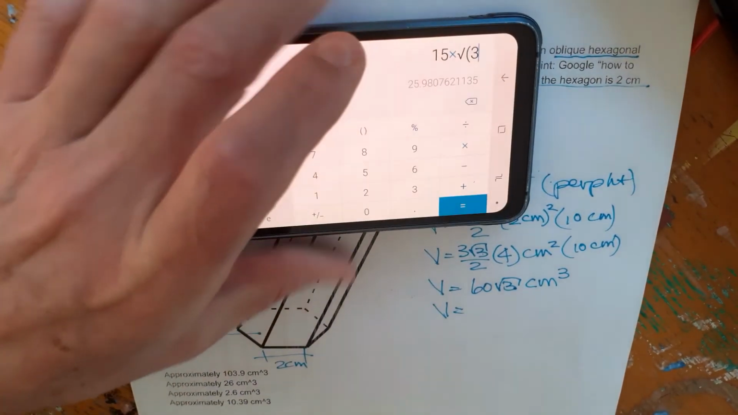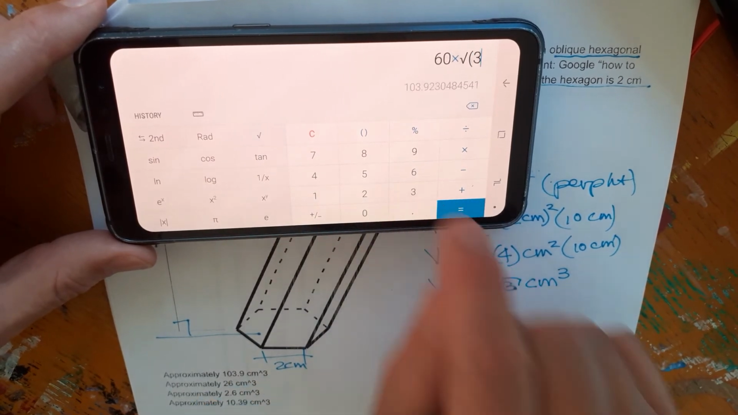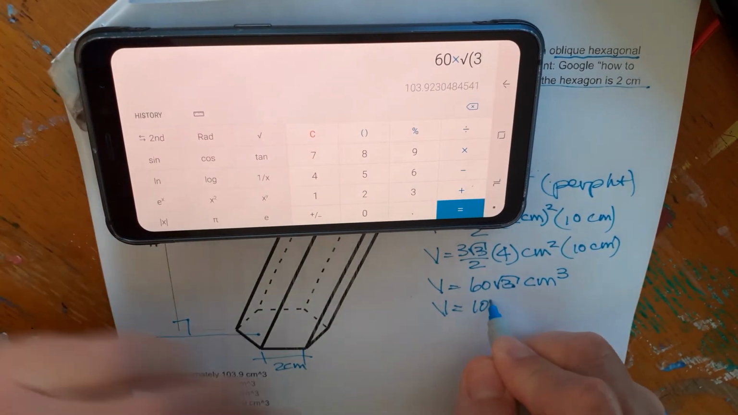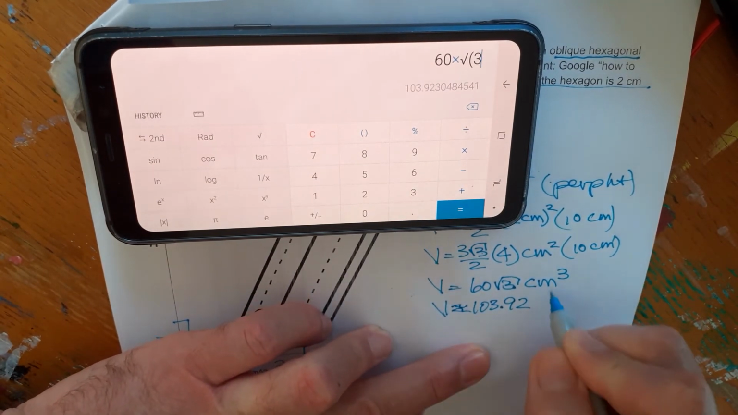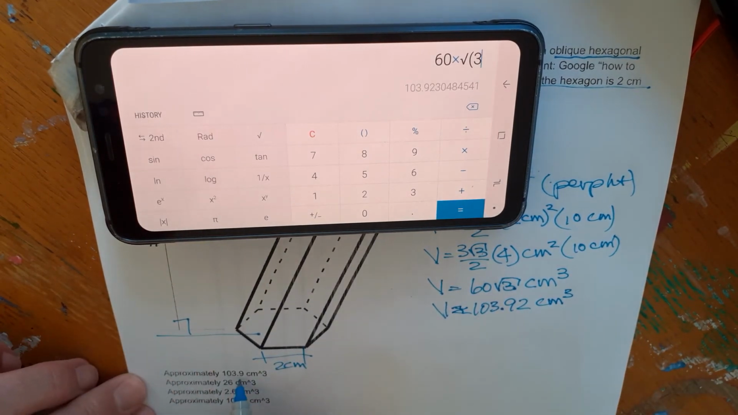Let's see what we've got. Clear. 60 radical 3. Ooh, I like, I'm in the right direction here. 103.92. Let's make it approximately equal. Keep our units centimeter cubed. And come over here, 103.9 centimeters cubed.